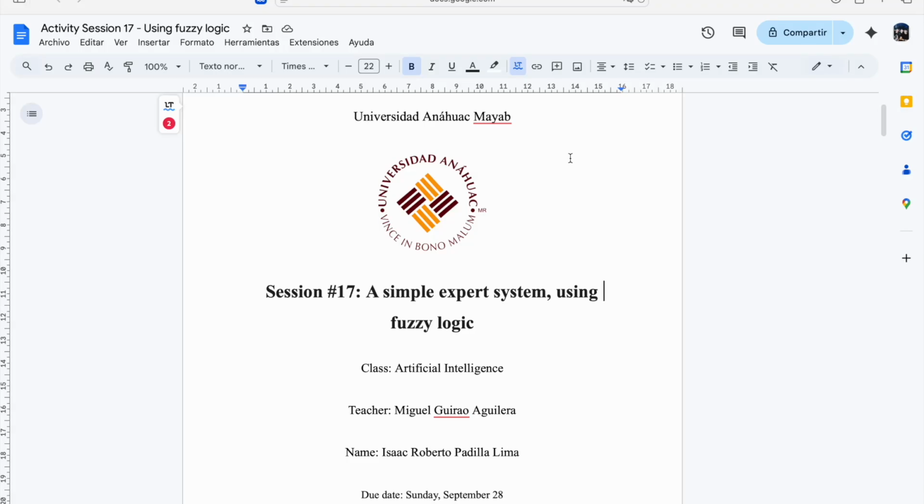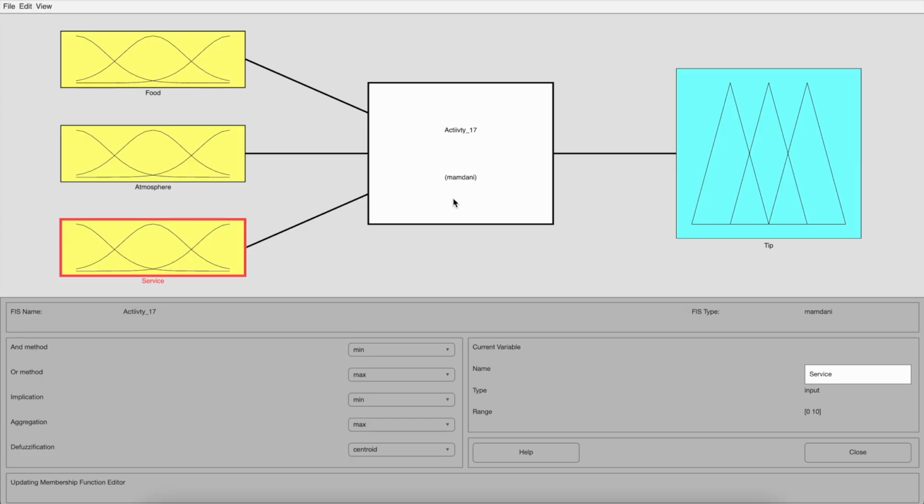Isaac, and in this video we will present my work for session 17 on fuzzy logic using MATLAB. So now let's take a deeper look into MATLAB for our following example.